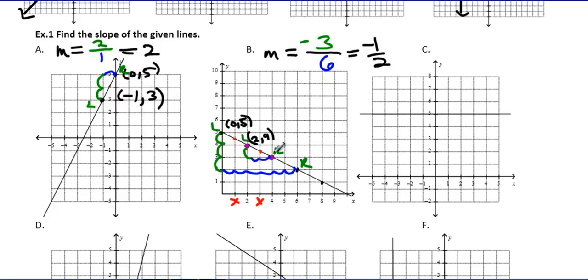That's the whole idea of slope being constant. It doesn't matter which 2 points you choose, but they have to be points on the line. So make sure you're choosing your points wisely.